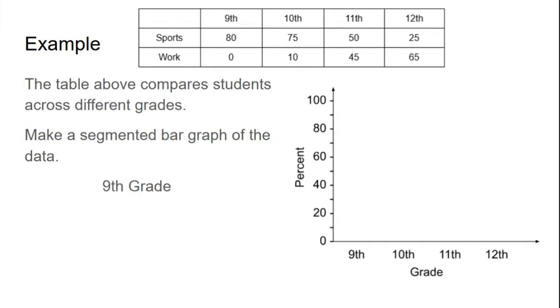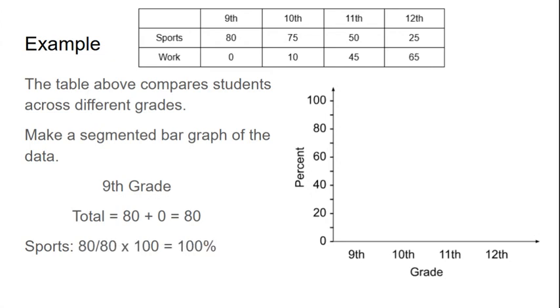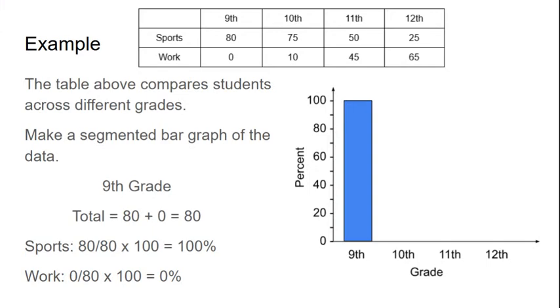Now, we have to do a little bit of math by finding the total number of students in each class and then finding what percent of them participate in each activity. So the total number of students in ninth grade can be found by adding 80 and 0 to get 80. And then I have to find what percent of those students like sports. So I'm going to do 80 divided by 80, multiplied by 100, and I see that 100% of the students in ninth grade enjoy sports and 0% work. So therefore, above ninth grade, we're going to have a bar that goes all the way up to 100%.